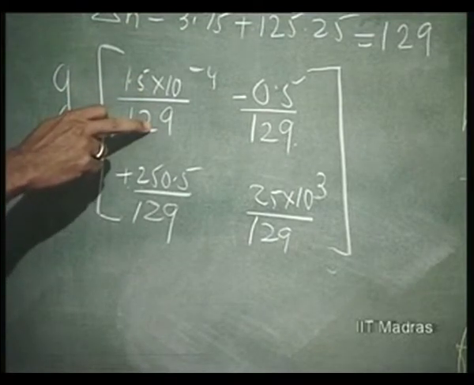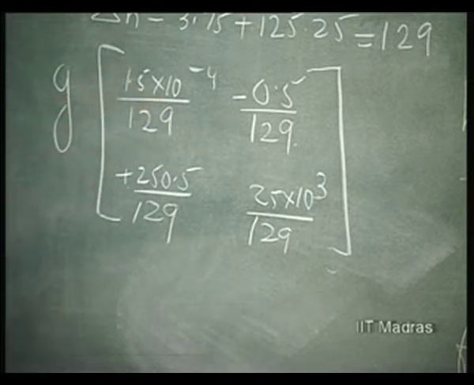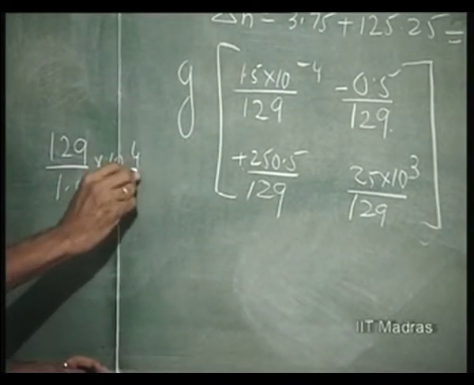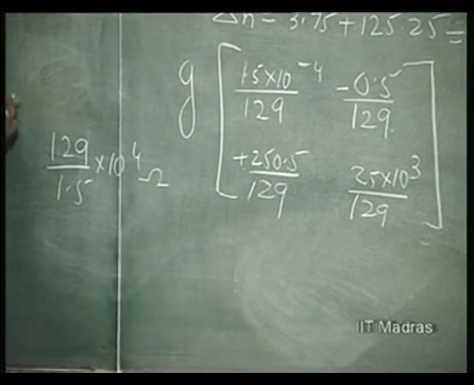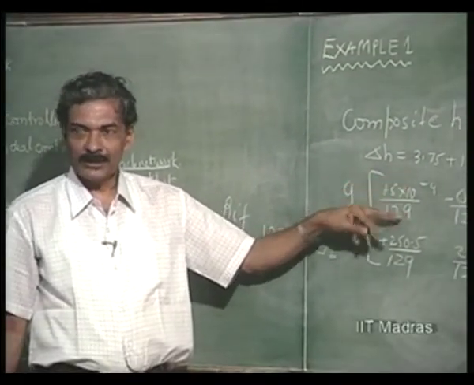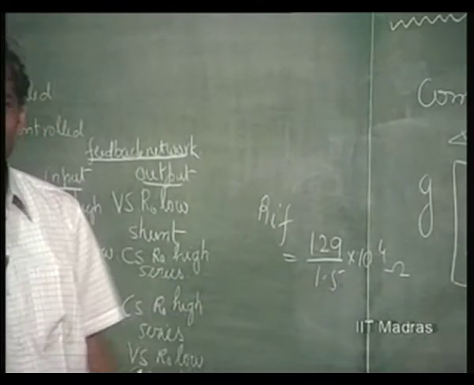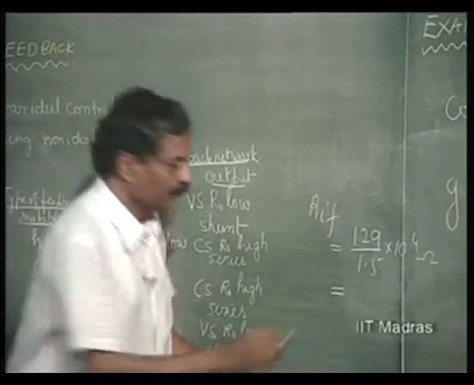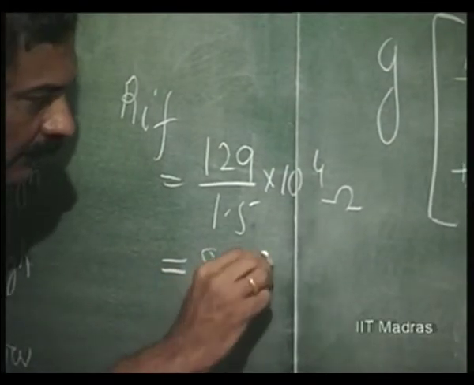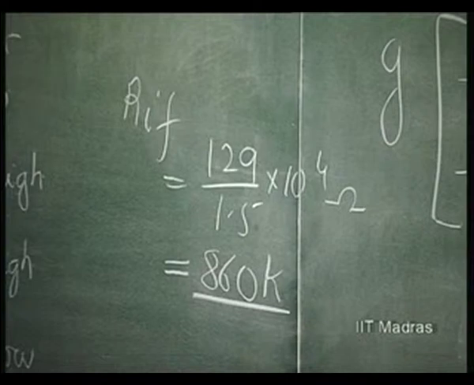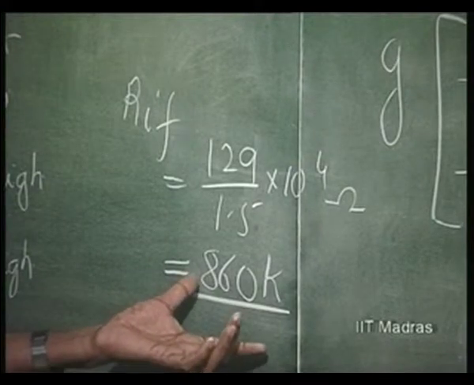What happens to the input impedance now? 129 by 1.5 into 10 to the power 4 ohms is the input impedance with feedback. 1 over this is input conductance. So, input impedance is 1 over this, 129 by 1.5. How much is it? 860 kilo ohms. See, we started with an amplifier which was having only about 20 kilo ohms. Now it has got boosted up to 860 kilo ohms.